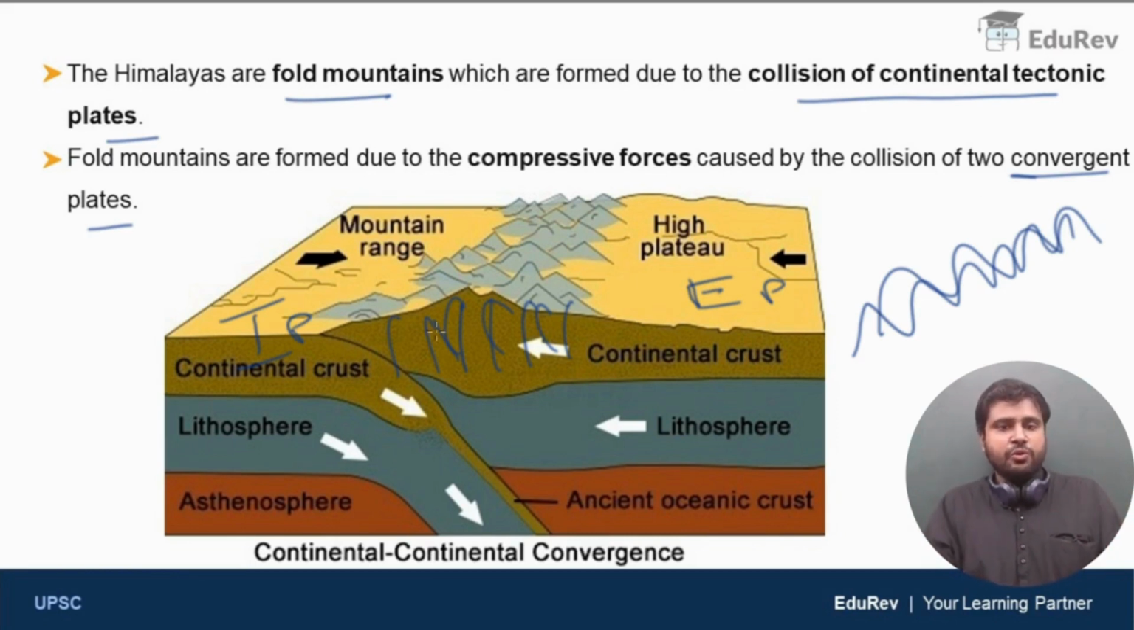Simple. So the Indian plate and the Eurasian plate are both continental tectonic plates. When they collided, the crust at the boundary of the two plates got deformed. It got uplifted because it has nowhere else to go. The crust got uplifted, it got compressed, so a series of folds formed. The crust folded. Those folds are nothing but the Himalayan mountains, which are fold mountains, as simple as that.